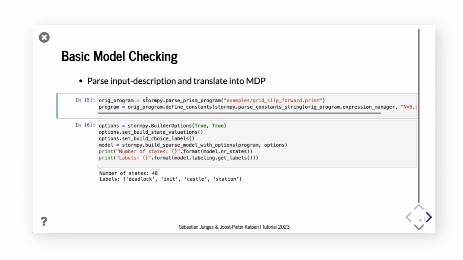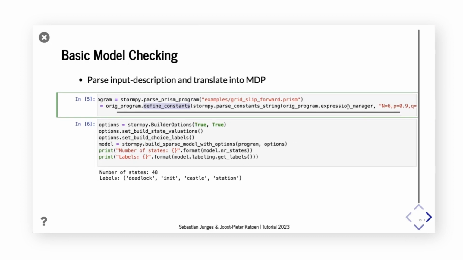So here we are now asking Storm, please parse the Prism program that you saw and define the constant n to be equal to 6. And this program has two other constants, p and q, that will be useful later, that I'm now also initializing with some values. If you look at what we're doing in the command line, you also were providing a program, we were defining these constants, we're doing the same things.